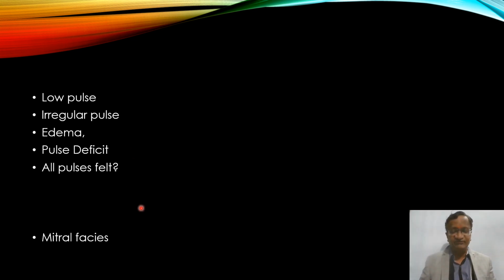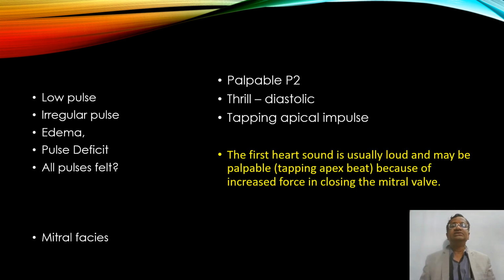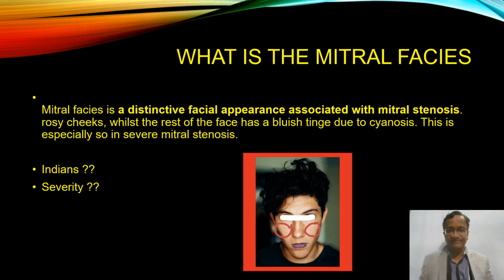There may be mitral facies. There may be a palpable P2 because of pulmonary hypertension. There may be a diastolic thrill. There may be a tapping apical impulse. These are all the clinical signs. The first heart sound is loud and may be palpable. This is what is called the tapping beat, because of the increased force in the closure of the mitral valve. Tapping apical impulse.